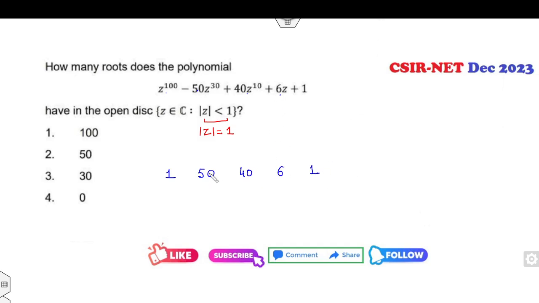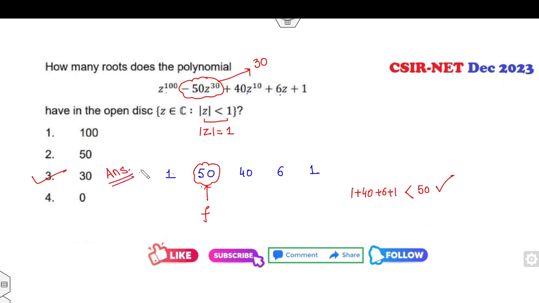Can you find the maximum value? Maximum value is my 50. This is my f. And you can see the rest of the value, 1 plus 40 plus 6 plus 1, which is less than the maximum value. Satisfied? So what is the degree corresponding to this quantity? What is the degree of this polynomial? It's a 30. So the right answer is C, my correct answer.